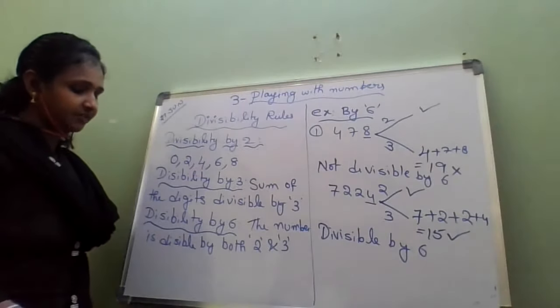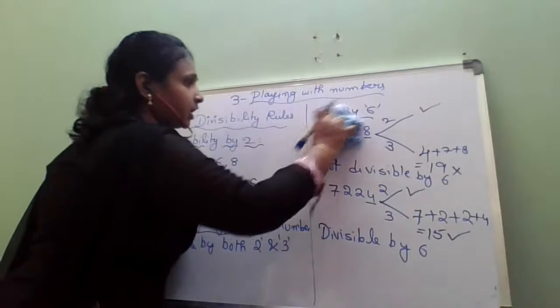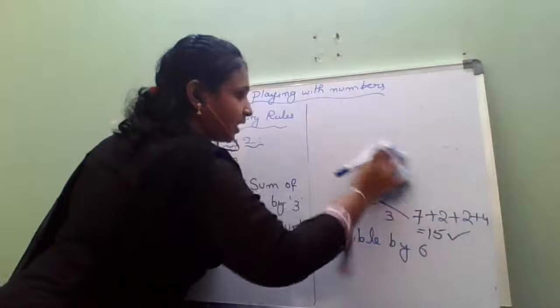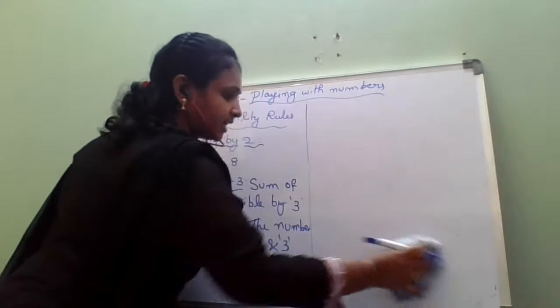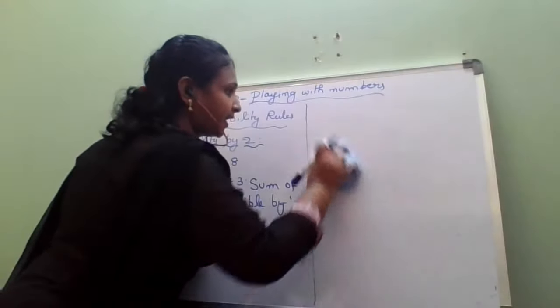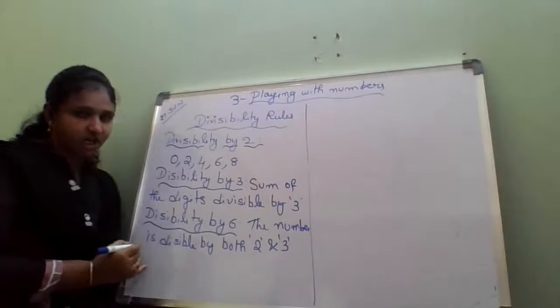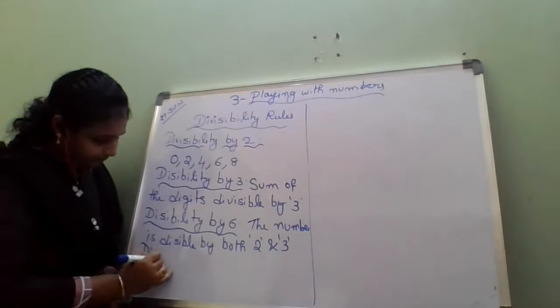Let's discuss divisibility by 9. What is the divisibility property of 9? If the sum of the digits is divisible by 9, it means that number is divisible by 9. So let's check divisibility by 9.